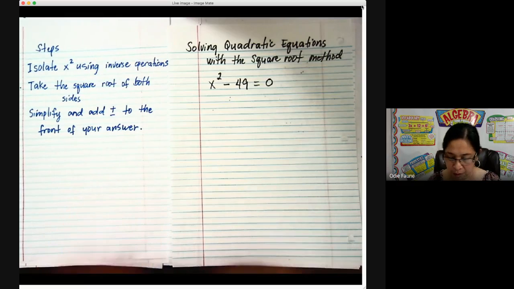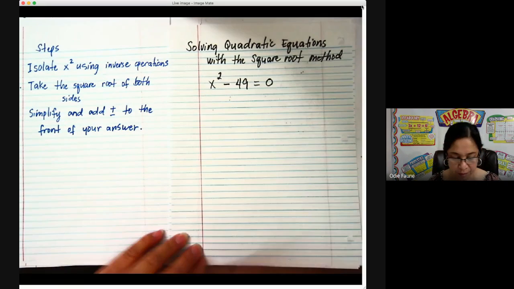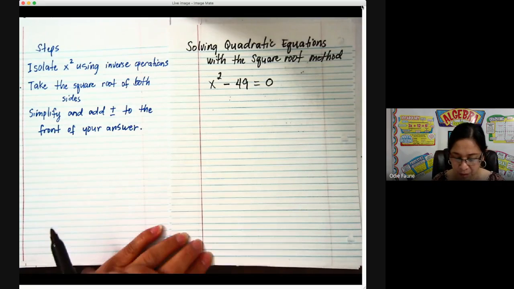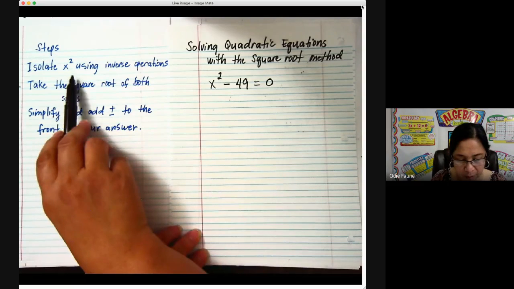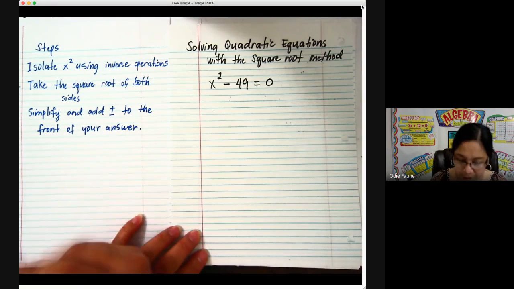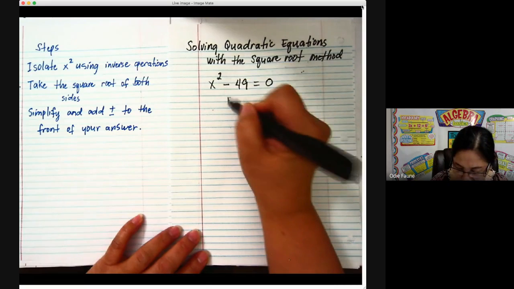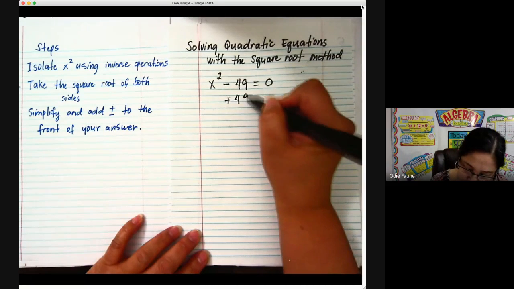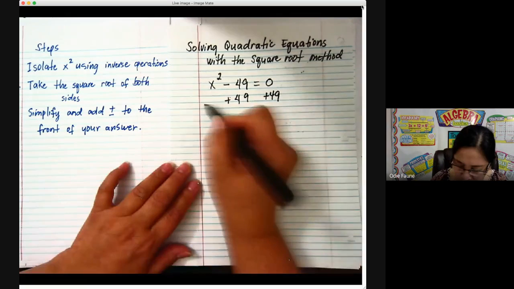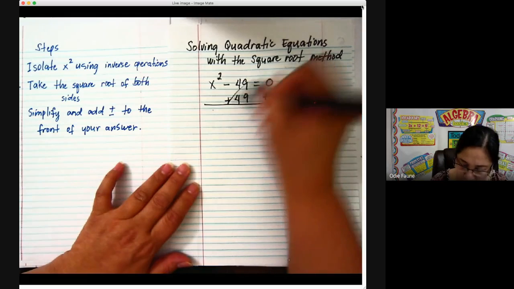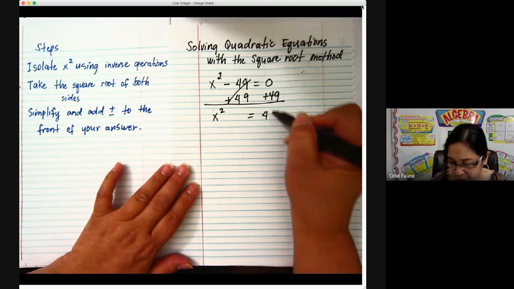So this lesson is about solving quadratic equations with the square root method. In the first example, the first thing I'm going to do is isolate x squared using inverse operation. I will add 49 to both sides of the equation to keep them balanced. This is 0 pairs. So we have x squared equals 49.